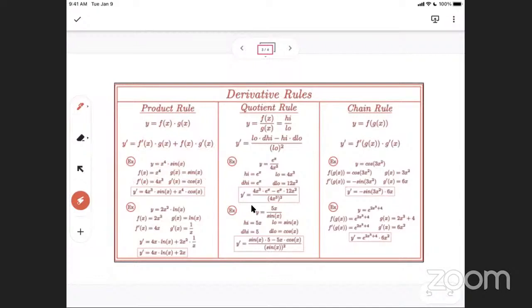Okay. Yep. So then the derivative of y would be equal to the derivative of f of x times g of x, plus f of x times the derivative of g of x. So there's your answer. That is the derivative of y. What's the derivative of this function? It's that right there.